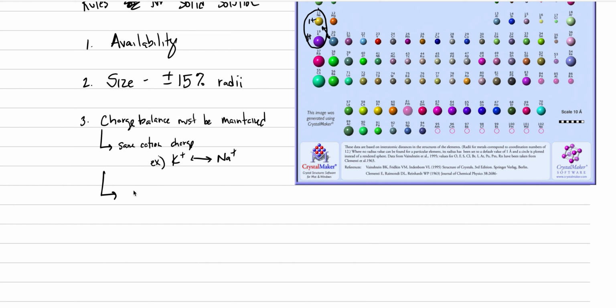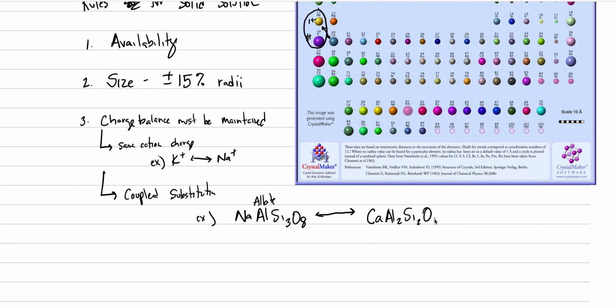And so for that, we have to have something called coupled substitution to maintain our charge. So this requires 2 or more. So here's the example we'll do. Example, NaAlSi3O8, that's albite. It will have a complete solid solution with anorthite, which is CaAl2Si2O8.